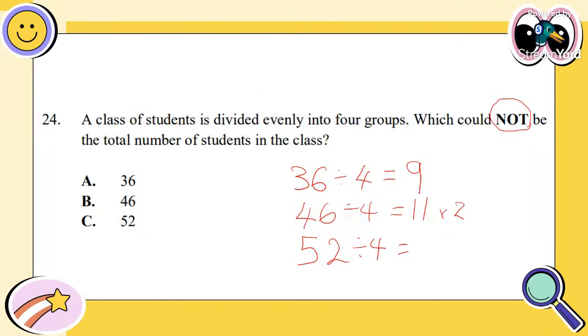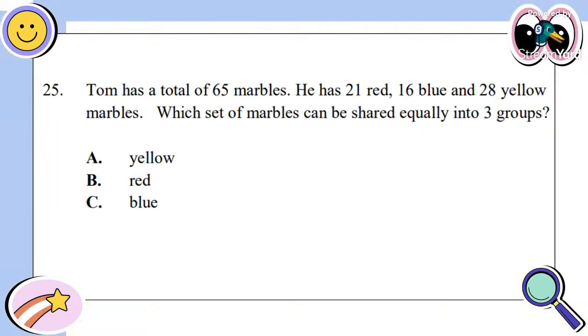All right, thank you. I see Zaria and Ramon saying 13. Good job. Awesome. So here, B is the answer for this question. That's the only number that when we divide it by 4, we do not get equal groups. So our correct answer for this would be 46. Thank you. Now, next question.